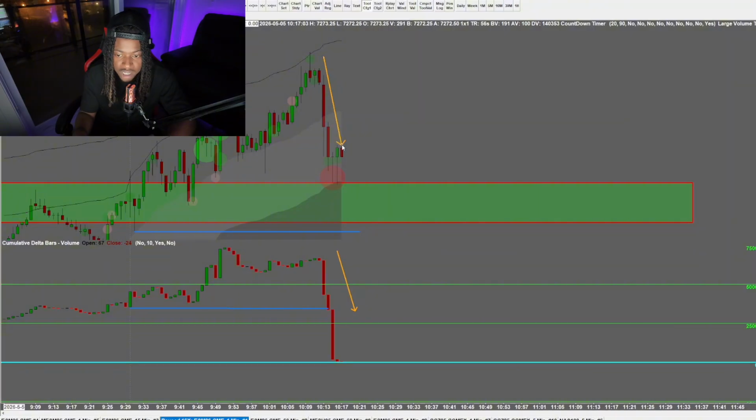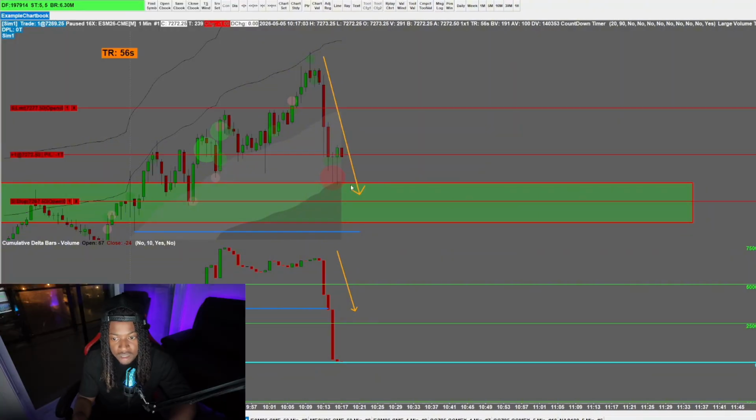All I'm looking for to take my entry, I want to see the market leaving a wick on the zone. I want to see the market not wanting to trade on that zone, like this green candle here. So that's what I did. I took my entry right after this candle closed here. So let's take a position.